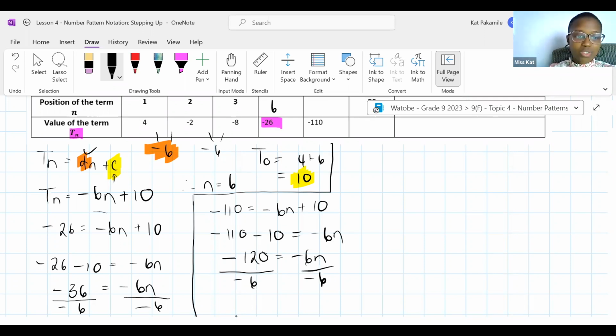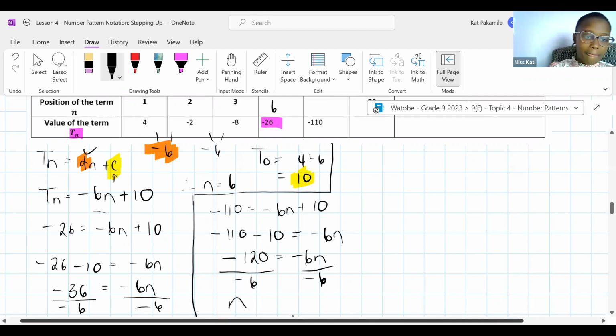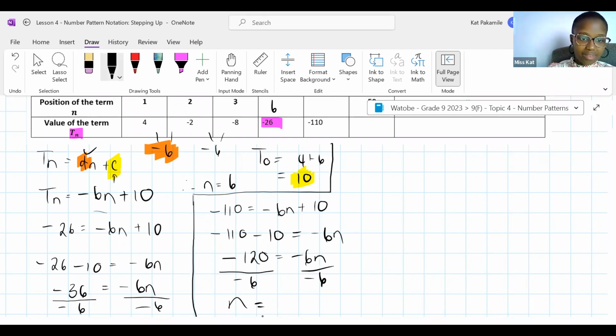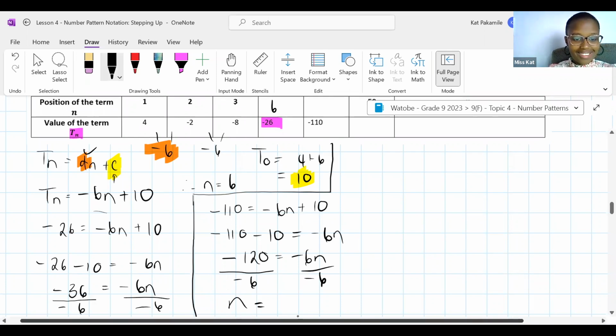And what is the position for this one? Let me just get that for you. 20, ma'am. 20. So in position 20, we have negative 110. Thank you very much. You're welcome, ma'am.